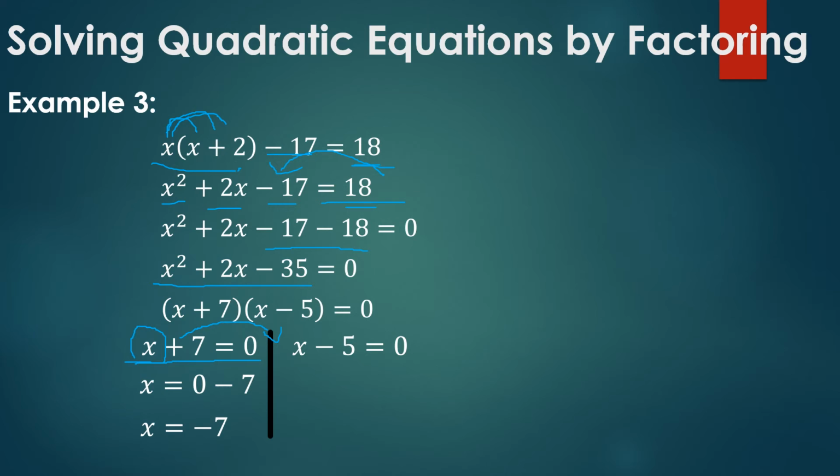Another one, x minus 5 is equal to 0. Again, katulad ng ginawa natin dito, we are going to transpose negative 5 to the right side of the equation and it will become x is equal to 0 plus 5. What is 0 plus 5? That is a positive 5. Therefore, the values of x in the equation x multiplied by x plus 2 minus 17 is equal to 18 are negative 7 and positive 5.